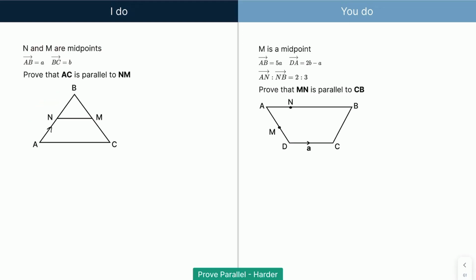So that means this is going to be half a, because N is a midpoint. And then B to C is b, but then we know that M is a midpoint, so it's going to be half b and half b. Okay, and now, what is A to C? To go from A to C, I can just go like that.